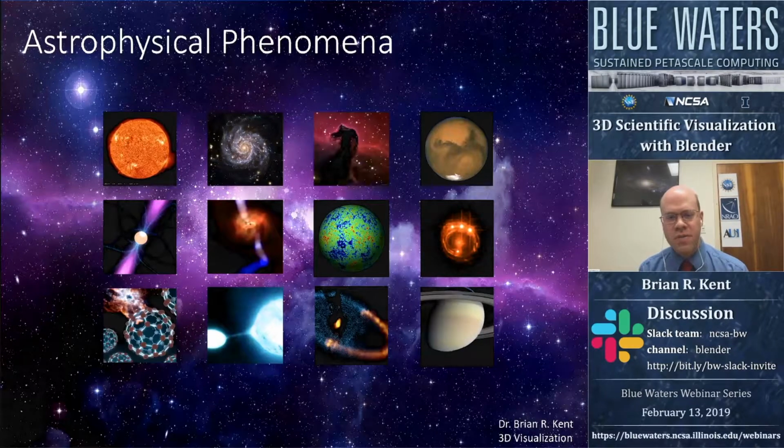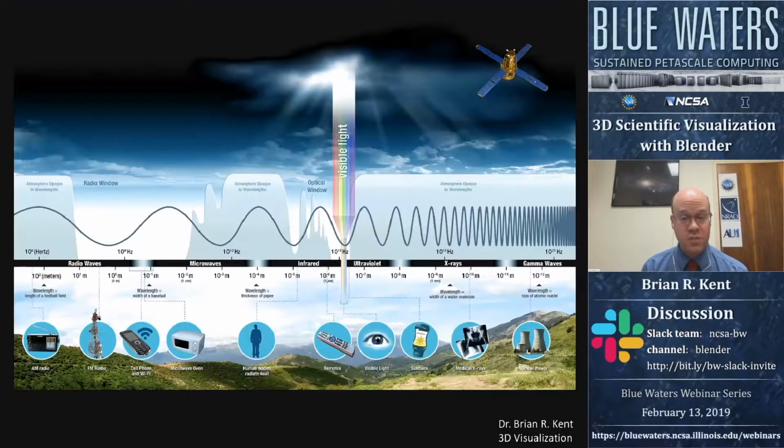We have solar physics, extragalactic astronomy, studying nebula in our own galaxy, studying planets in our own solar system, cosmology, extreme gravitation, pulsars, astrochemistry. There's a whole host of different kinds of phenomena in the universe that you can study with radio telescopes in addition to telescopes at other wavelengths.